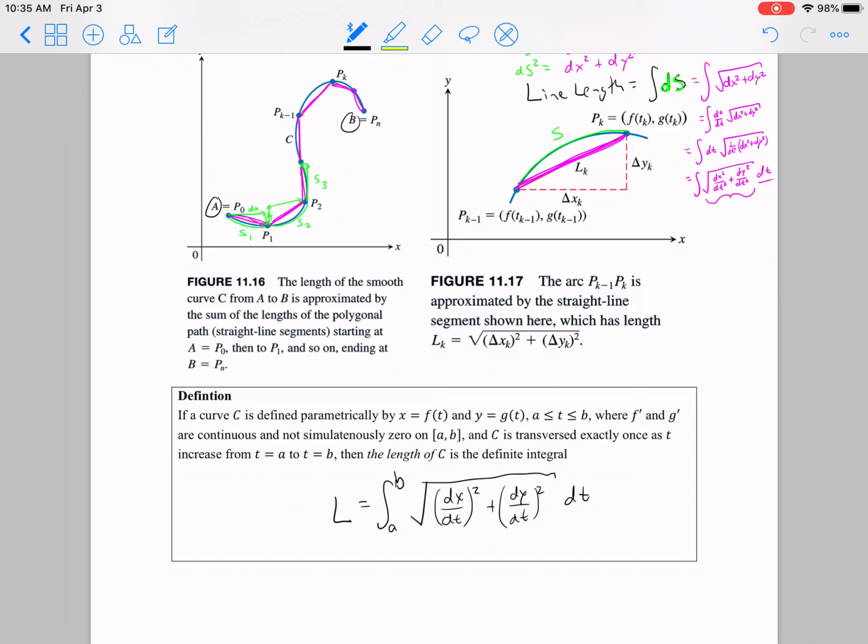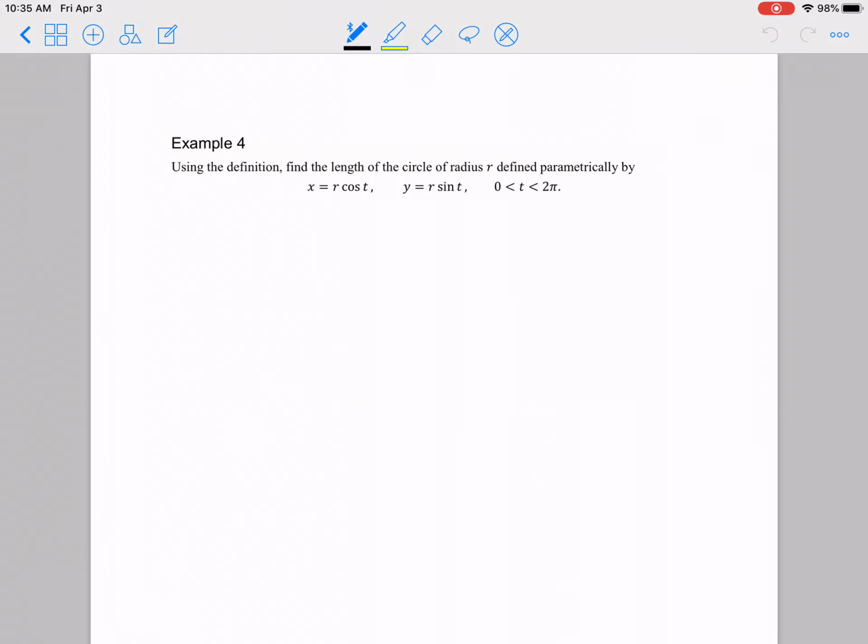So let's take a look at one of those now. What we've got on the next page here is, using the definition, find the length of the circle of radius r, parameterized by this, and we're going from 0 to 2 pi. So we're only going to go around once. We're not going to come back around on ourselves or repeat or anything like that. And we're just going to get this length here.